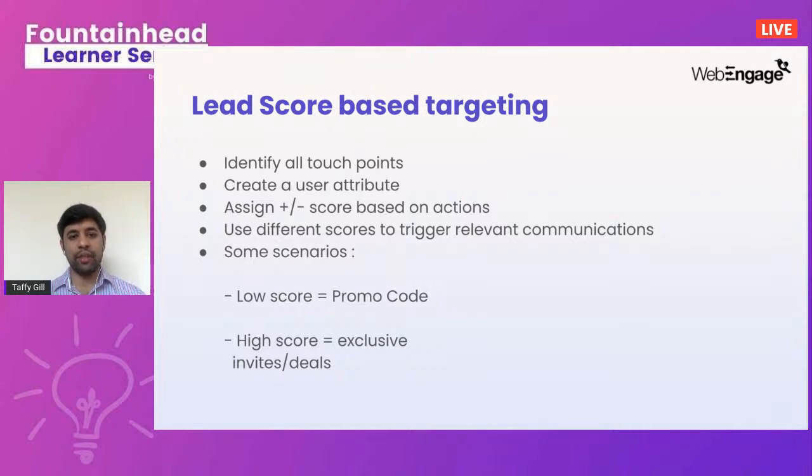For users who are having a low score, it might make sense to send promo code campaigns. It might make sense to capture feedback to ascertain what is it that's not working for them. On the other hand, for users who are having high scores, they are your loyal users, so it makes sense to give them exclusive invites, or maybe tailor make relevant deals to ensure that we obtain continuous patronage from their end.